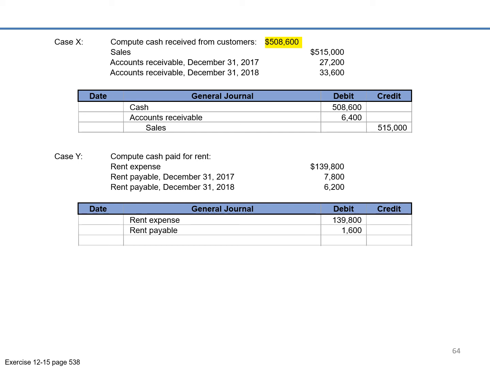Okay, never mind. So rent payable went from 7,800 to 6,200. So we had a decrease of $1,600 in our rent payable. So that must mean that the cash that we paid for rent is the expense plus the change in the payable, which is $141,400.